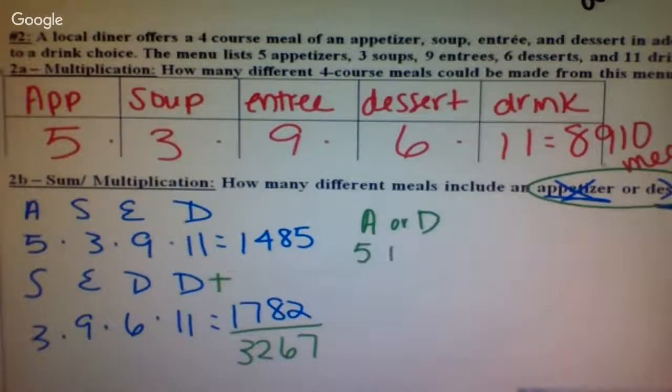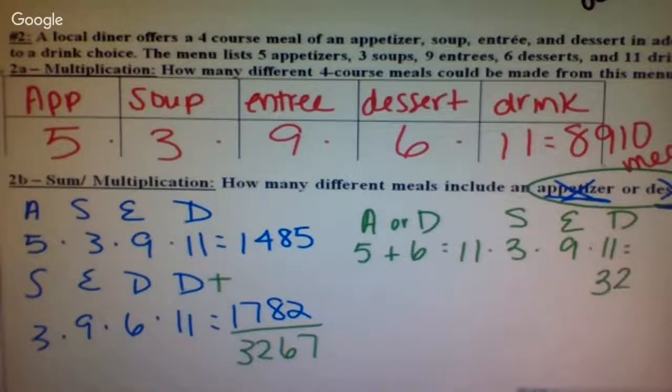So 5 plus 6. That gives me 11. On top of that, I'm also going to get some soup, an entree, and a drink. So we multiply that against 3 and 9 and 11. And guess what? You get 3,267. Okay. I don't care whichever way your brain works, because guess what? Either way, you got the same answer.